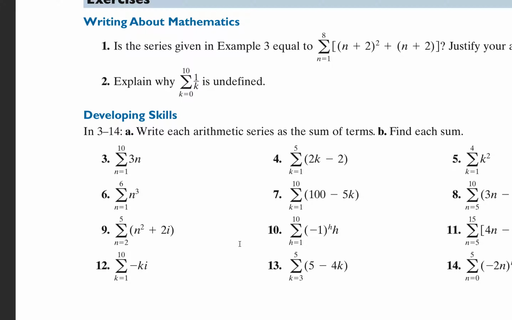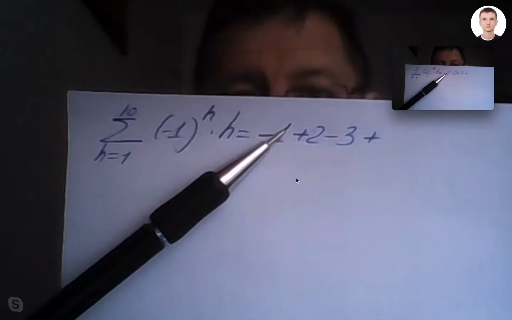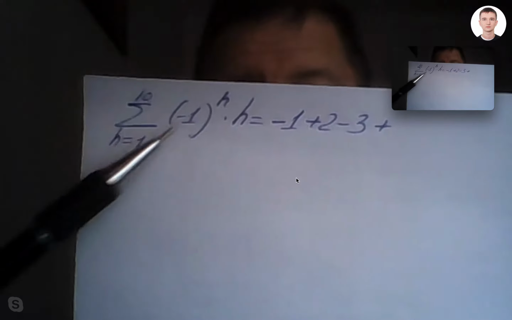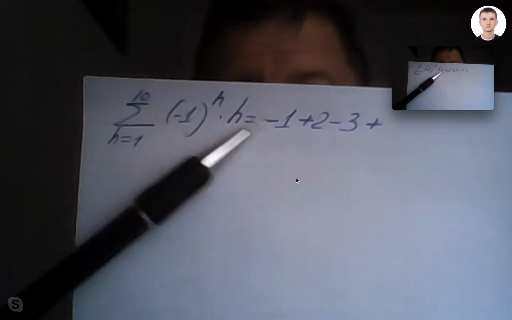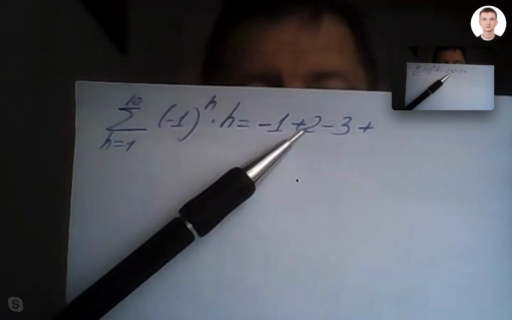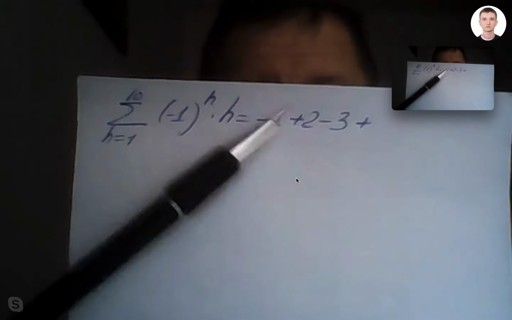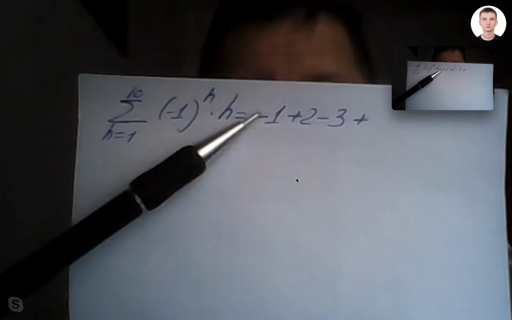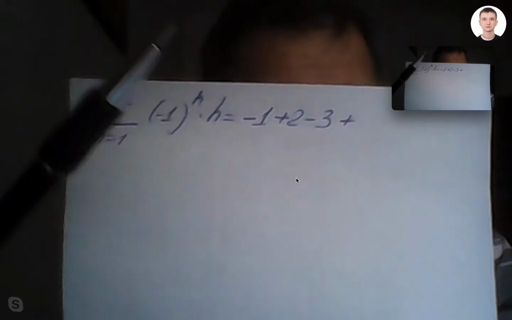So here is what I have. -1 times 1 is -1. And then, when you plug in 2, you get -1 to the second power is 1, times 2. So it's plus 2. And then the signs are oscillating, and you keep changing them into opposite signs. So -1 plus 2, -3 plus 4, -5, and so on.